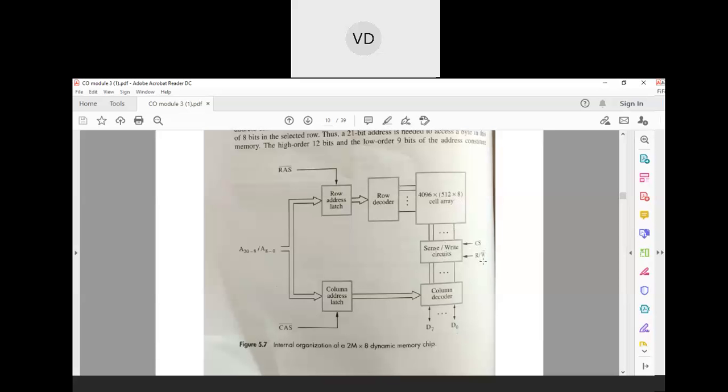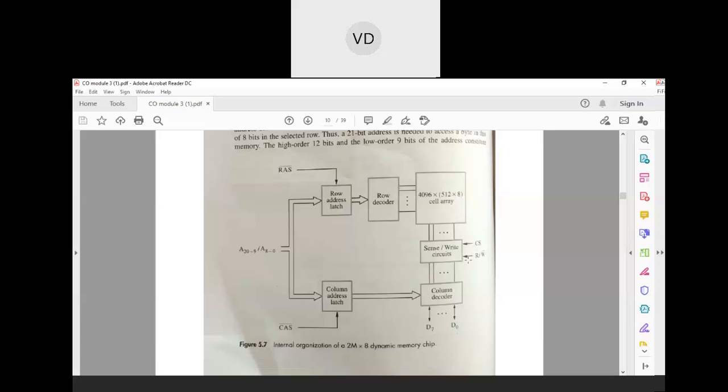And the read and write signal tells me whether I have to read or write. If it is a 0, are we going to read or write? Fast, tell me. Yes, we are going to do the write. Then if it is 1, we are going to do the reading operation.